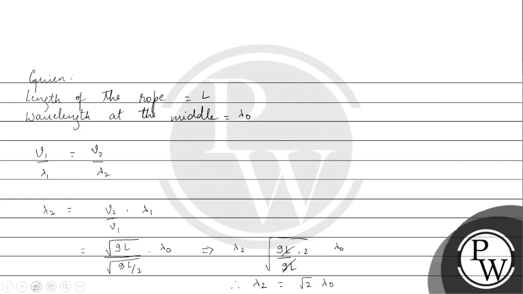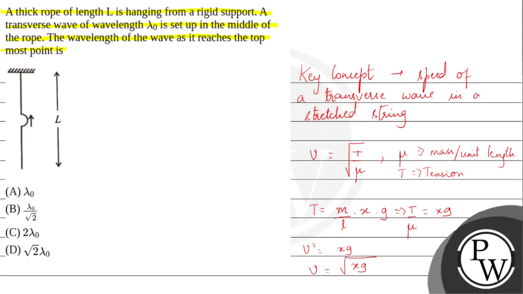तो अभी हम क्वेश्चन पे जाके करेक्ट ऑप्शन को मार्क करेंगे. The wavelength of the wave as it reaches the topmost point is, the correct answer to this question is option D, root 2 lambda naught. Hope you have understood it well.